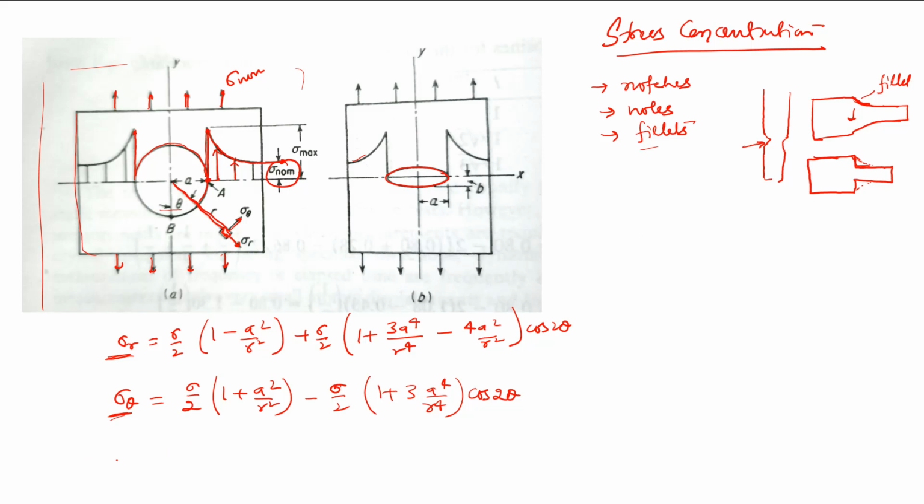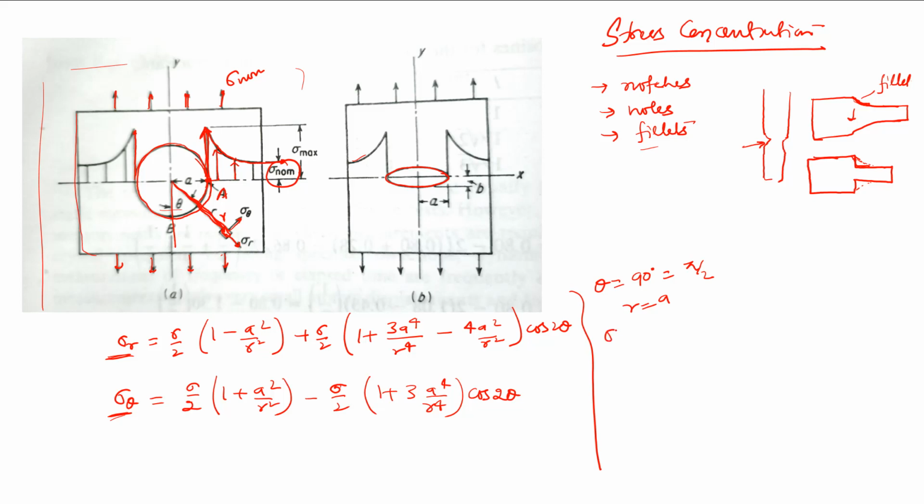So here you see, suppose this is a circle, and now we need to find the stress at this point, point A. At point A the value of theta will be equal to 90 degrees, that is equal to pi by 2. Then what is the length? This is written in terms of r. So here the value of r will be equal to a. So r will be equal to a.